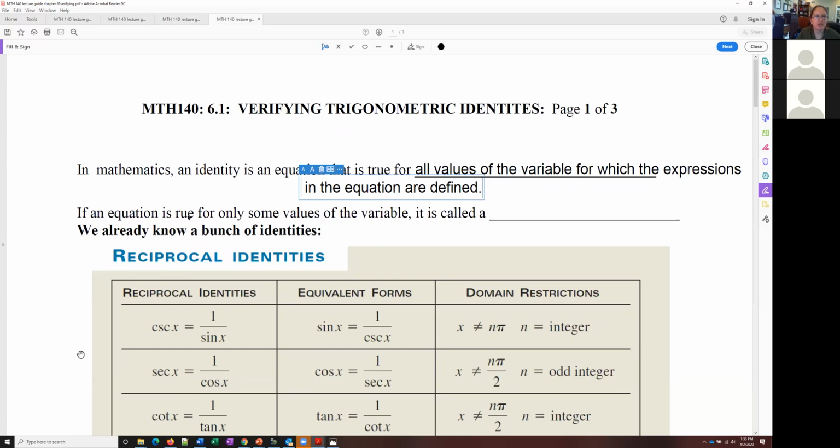If an equation is true for only some values of the variable, it is called a conditional equation. We already know a whole bunch of identities.